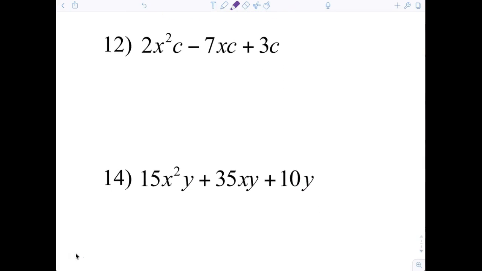All right, number 12. What's common here? C. There's a common C. All right, so here we go.